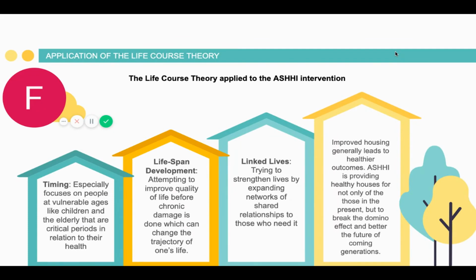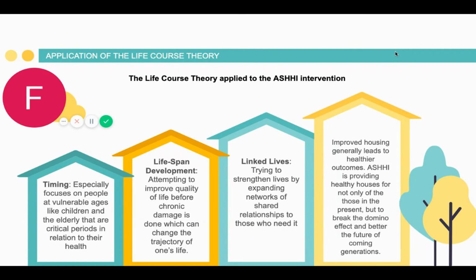First, with timing, our intervention especially focuses on people at vulnerable ages, like children and the elderly, that are in critical periods in relation to their health. For example, addressing lead and toxins in homes to prevent brain damage for kids, or fixing water leaks, ventilation issues, and controlling pests to stop asthma from escalating. ASHE also improves homes to make them elderly friendly as well. For example, strengthening stairs or adding handles for grip and stability.